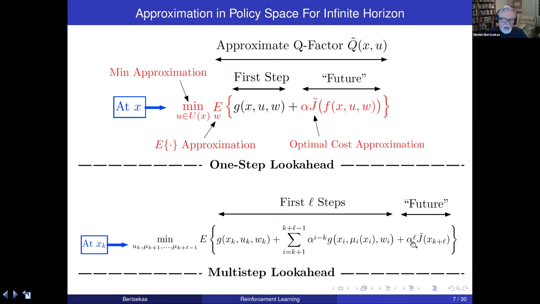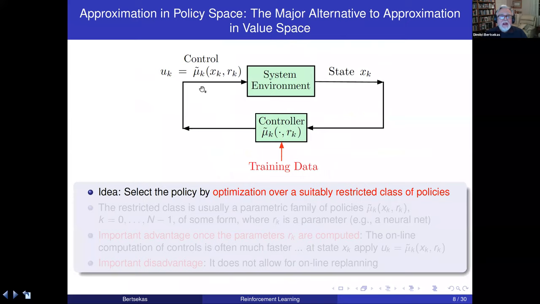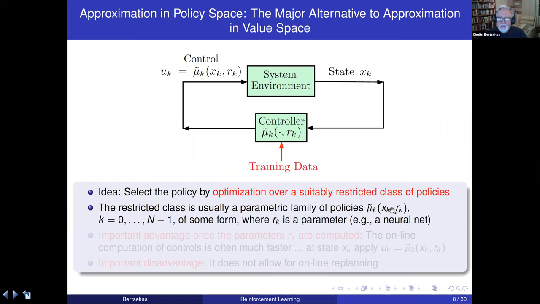Okay, so now let's talk about the other type of method, approximation in policy space. This is the major alternative to approximation in value space. And the idea here is to select the policy from within a restricted class of policies by optimization. So what we do here is we're looking for a controller that depends on the state and also depends on some parameter. This defines a parametric family of policies that depend on a parameter rk. And by using data, we choose rk optimally with a view towards performance or with a view towards approximating some good policy that we know. And the training can be done with various approximation architecture type of methods, including neural networks.